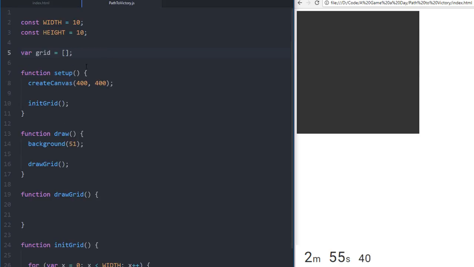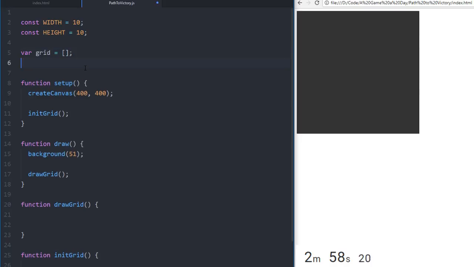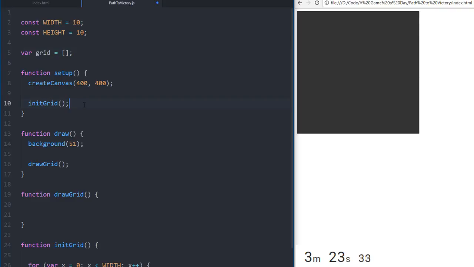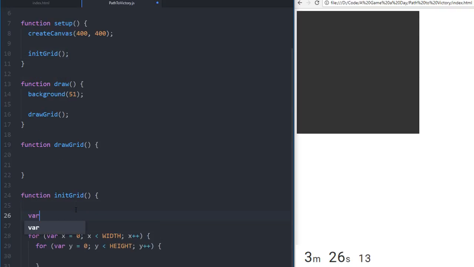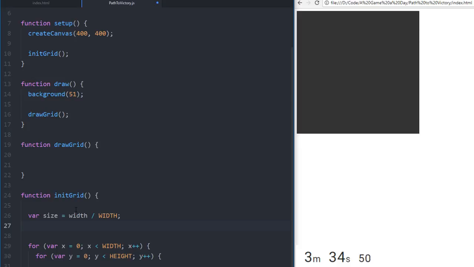Okay, and we will say var w and h. You know what? Var size. There we go. So we'll say var size equals width over width. Okay.